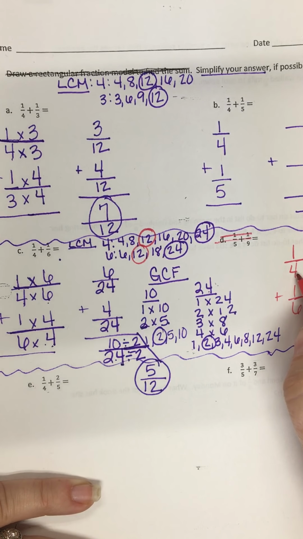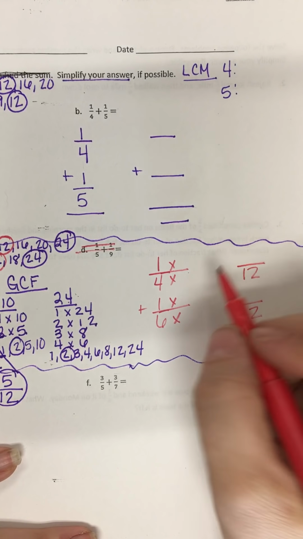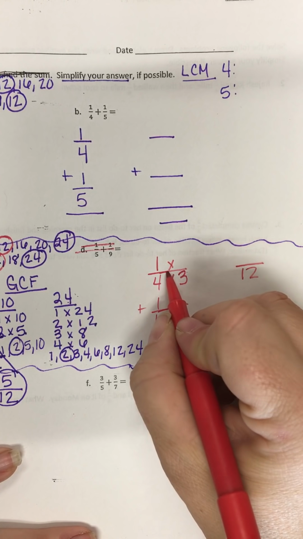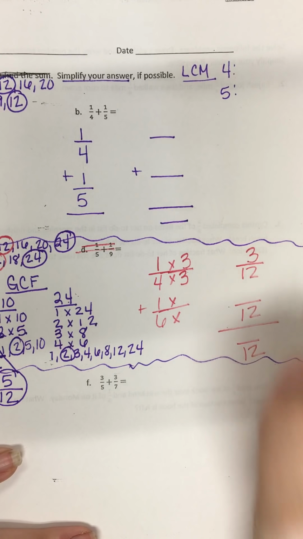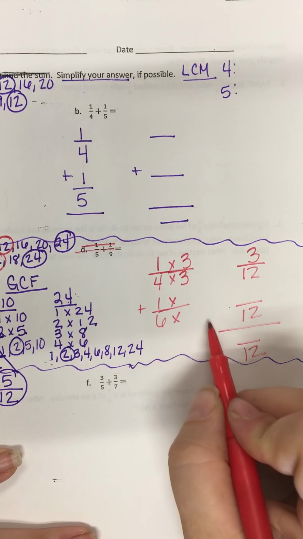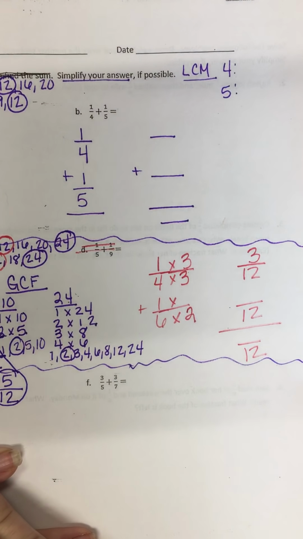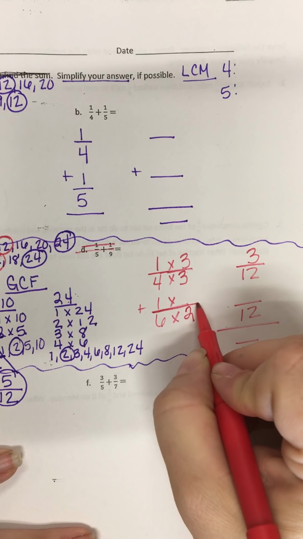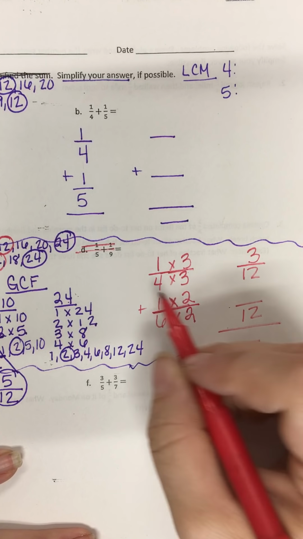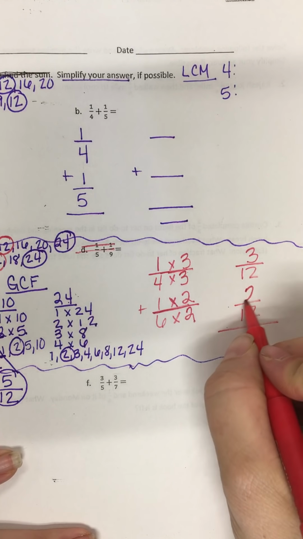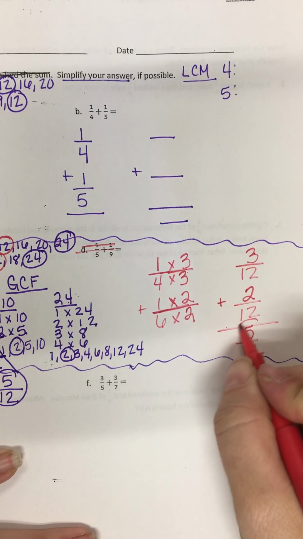What did we need to multiply 4 by to get 12? Hoping you said 3, which means we need to multiply the top by 3. And 1 times 3 is 3. 6 times what equals 12? 6 times 2, which means we need to do 1 times 2, because whatever we do to the bottom, we must do to the top. 1 times 2 is 2. 3 plus 2 is 5.